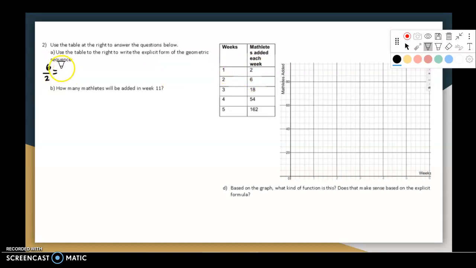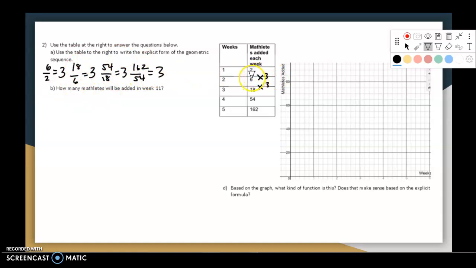So 6 divided by 2, that's 3. 18 divided by 6, that's also 3. 54 divided by 18, also 3. 162 divided by 54, also 3. So I must be multiplying by 3. And sure enough, I am. You probably figured that out without doing the division, but just in case, the division always works.